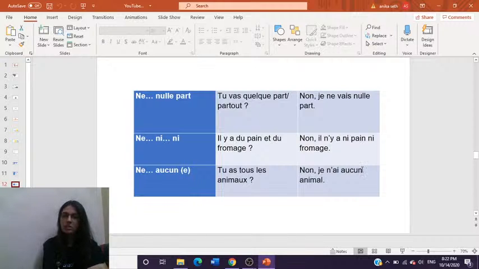Next one is ne plus nulle part. So ne plus nulle part is the negative form of tu vas quelque part ou partout. So you are going somewhere. In the negative form we say no, je ne vais nulle part. So I am not going anywhere or I am going nowhere. Nulle part means nowhere. So I am going nowhere or I am not going anywhere. Then is ne, ni, ni.